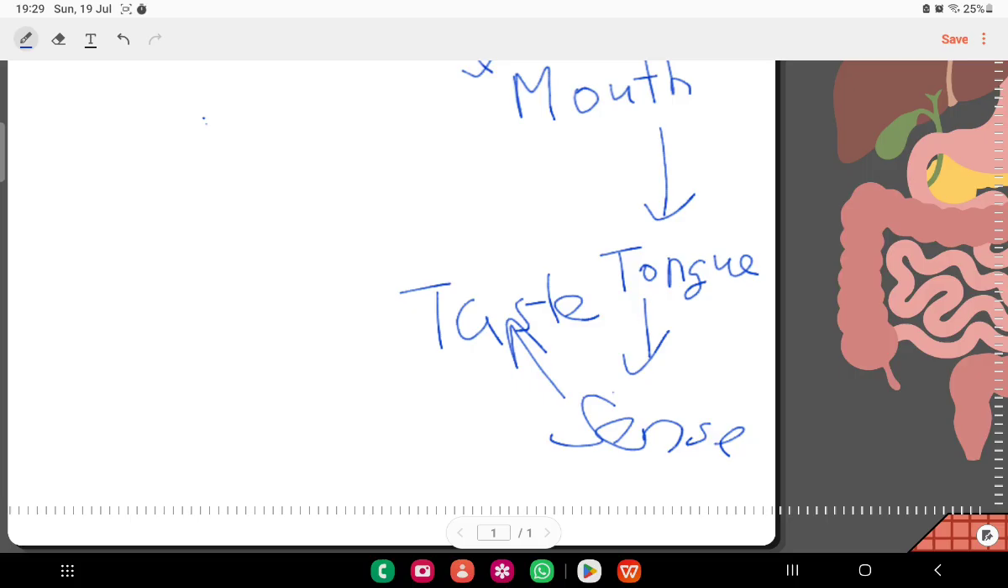Okay, I'm back. So the tongue actually has gustatory receptors.